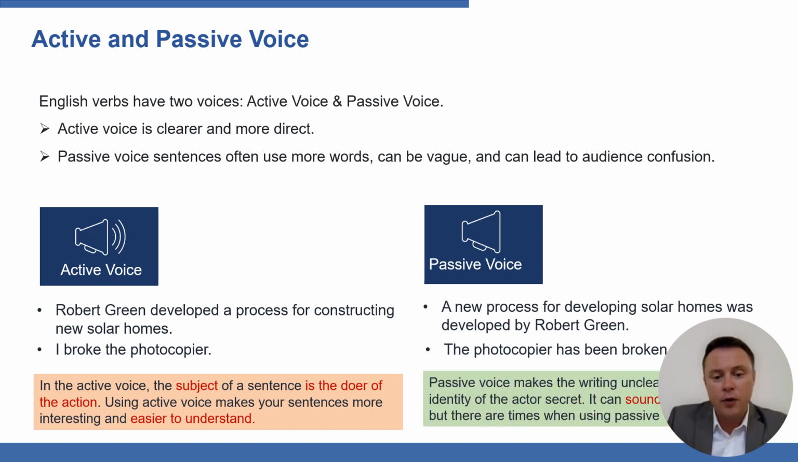So yeah, in the active voice the subject of the sentence is the doer, which makes your sentences more interesting and easier to understand and also makes them shorter. Whereas passive voice makes it slightly unclear, makes it slightly longer, but it keeps the identity of the subject a secret.